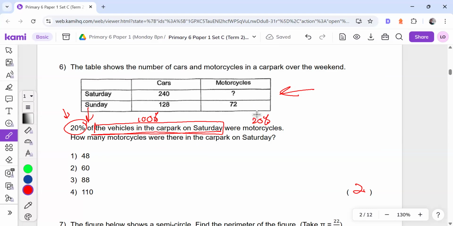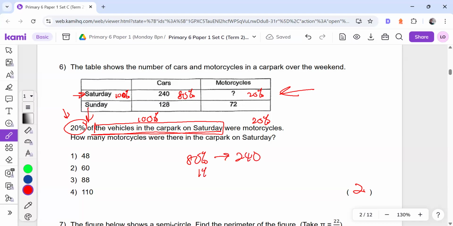Okay, then you go to Saturday. Go look at Saturday, all right? Saturday here. And if the motorcycle is 20%, right? Then what is 80%? Because there's 100%, there must be 80, right? 100% minus 20. So that must be your cars on Saturday. Do you understand? Right? Can you see what I'm doing? So if the vehicles in the car park on Saturday is 100%, then the cars must be 80%. Right? And if the cars is 80%, isn't that 240?